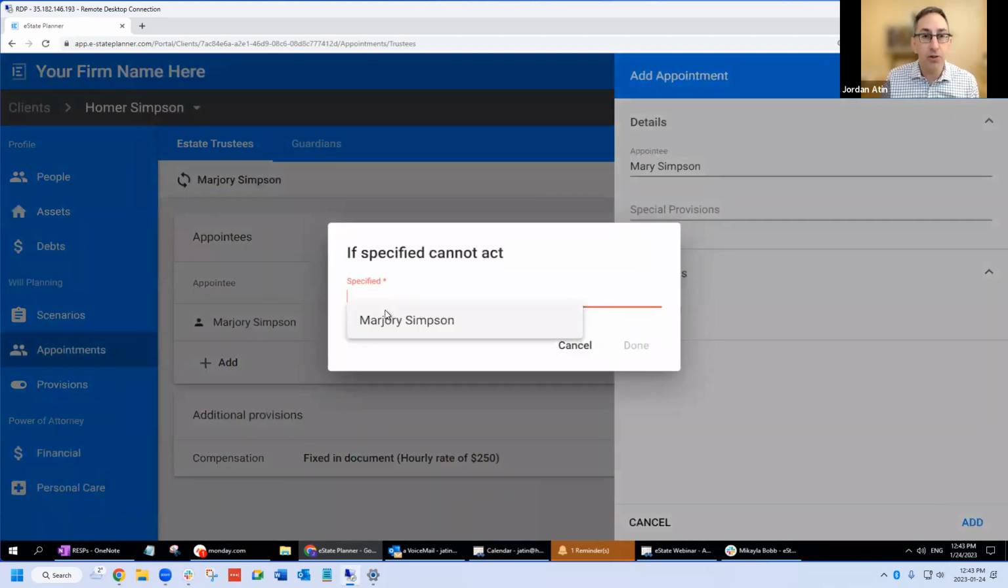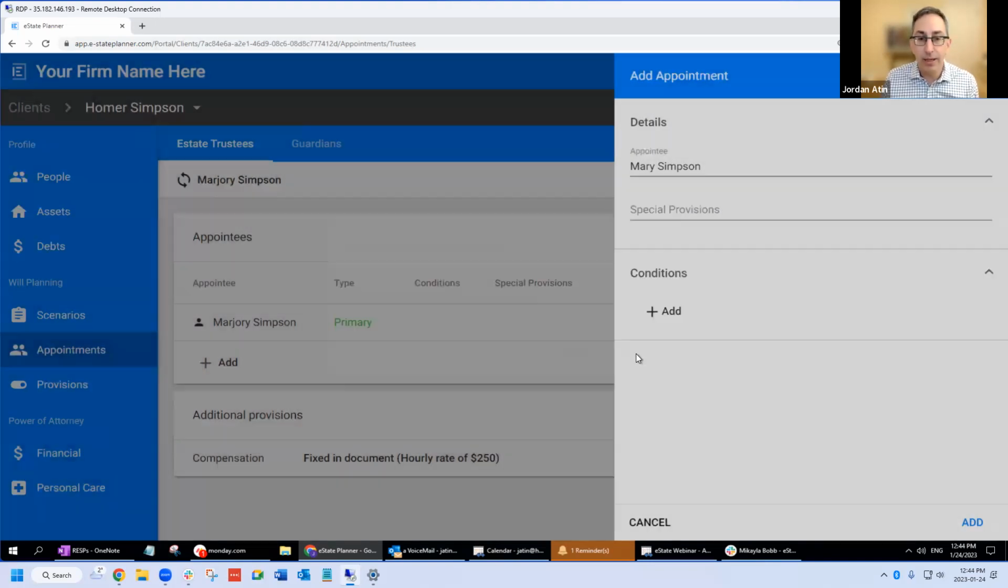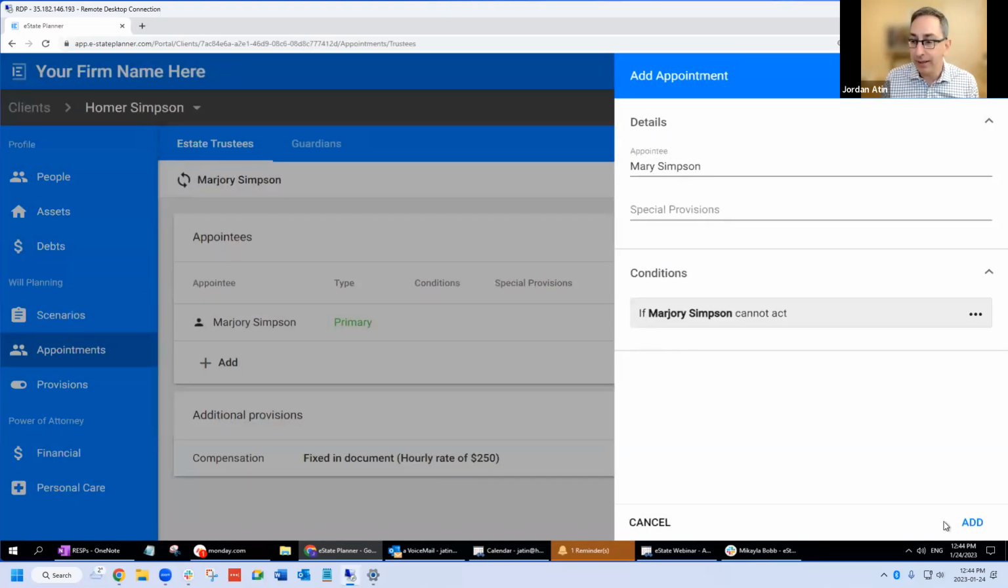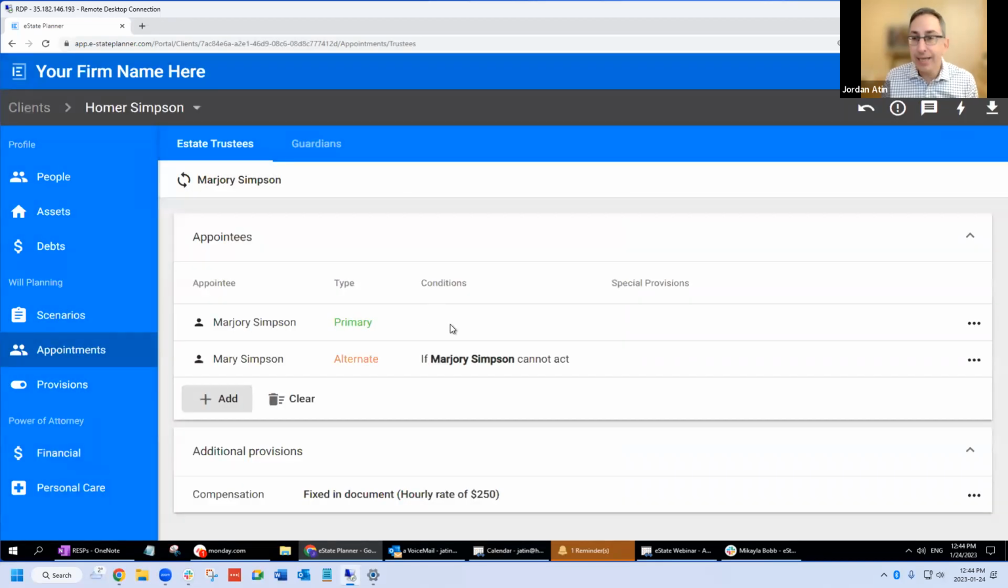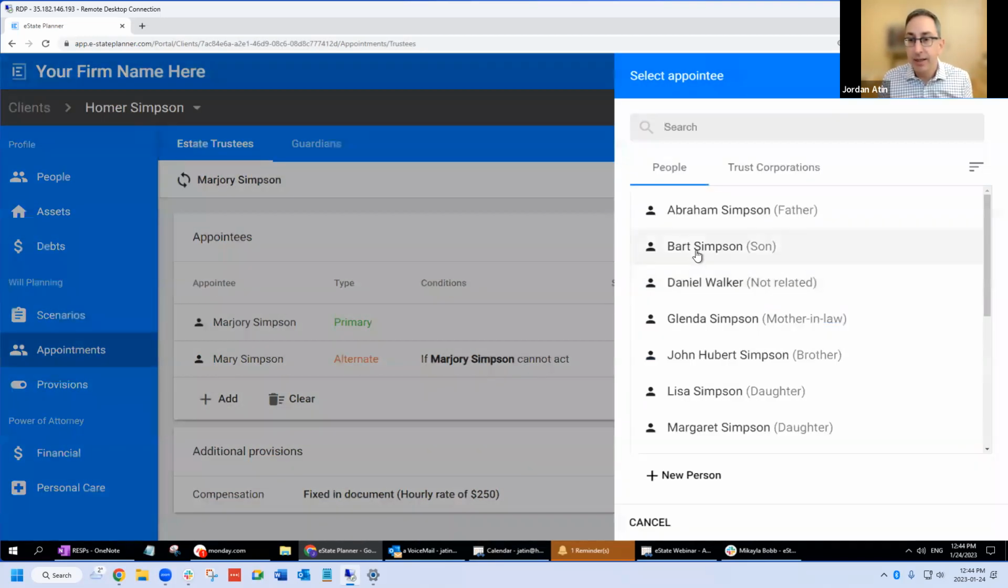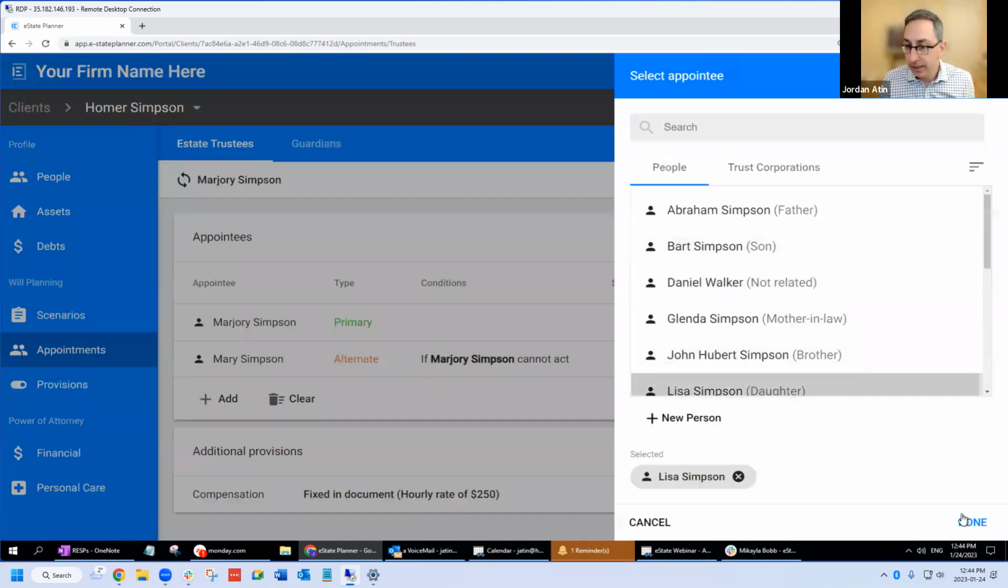And then we pick the person who they're going to replace. So if Marge can't act, that's when I want Mary to act, right? So that's our condition. And we add that. And eState will always reorder things so that it lists the primaries and then the alternates and then the further alternates, because we can add further alternates. We can say, if Mary can't act, then I want Lisa.